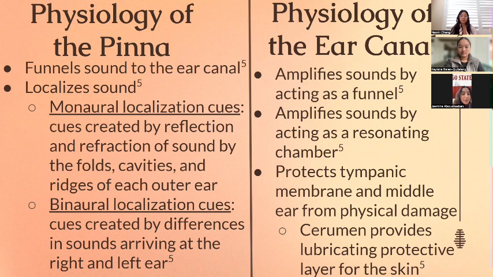The ear canal amplifies sounds by acting as a funnel, and it amplifies sounds by acting as a resonating chamber. It protects the tympanic membrane and the outer and the middle ear from physical damage. The cerumen provides a lubricating protective layer for the skin.